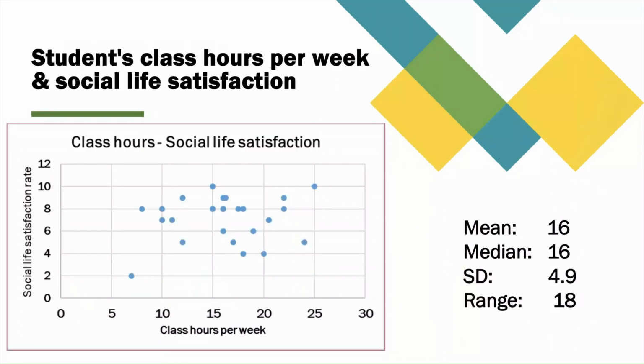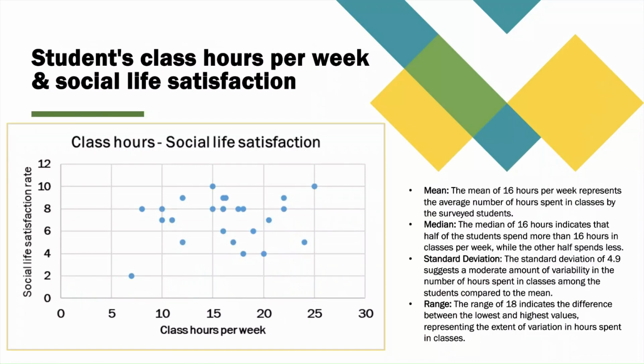So for students' class hours per week and social life satisfaction, the mean was 16, the median was 16, standard deviation was 4.9, and range was 18. So the mean of 16 hours per week represents the average number of hours spent in classes by the surveyed students. The median of 16 hours indicates that half of the students spend more than 16 hours in classes per week, while the other half spends less.